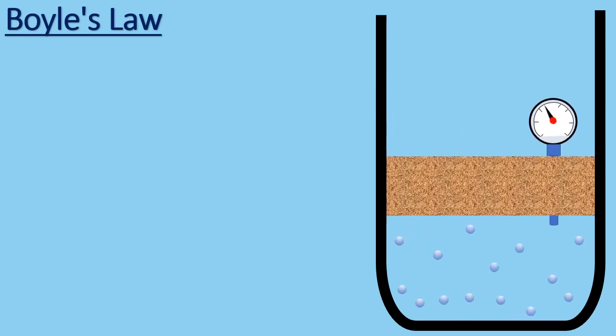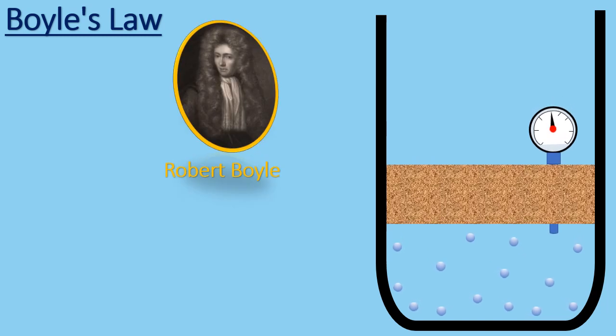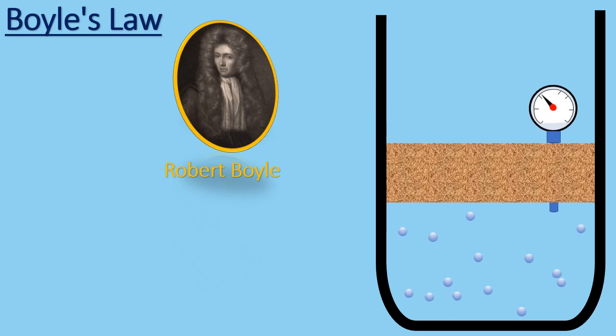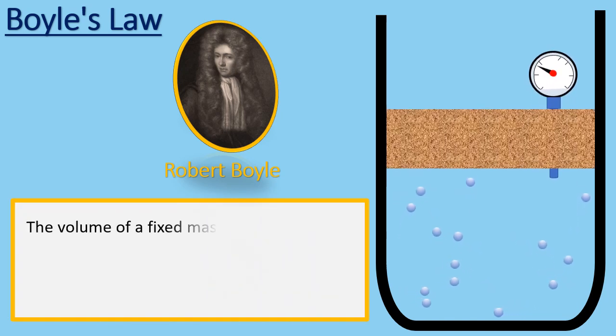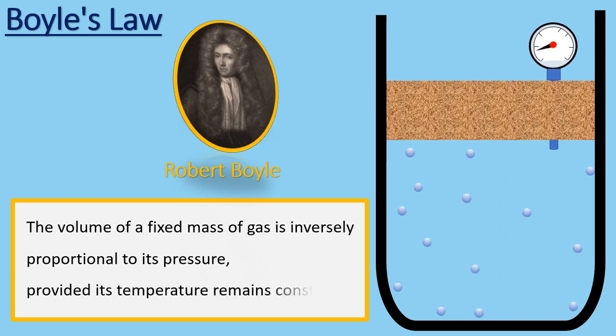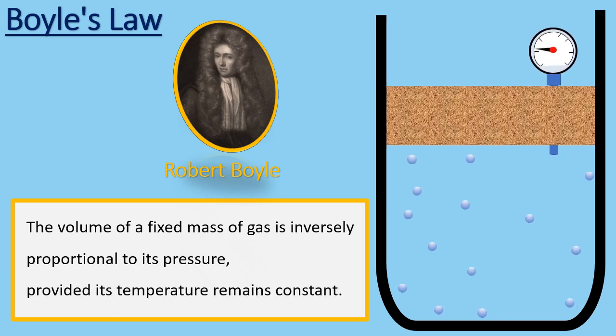Actually, English scientist and chemist Robert Boyle studied this phenomenon and published his findings in 1662 with the following statement: "The volume of a fixed mass of gas is inversely proportional to its pressure, provided its temperature remains constant." Boyle's law is the name given to this statement.